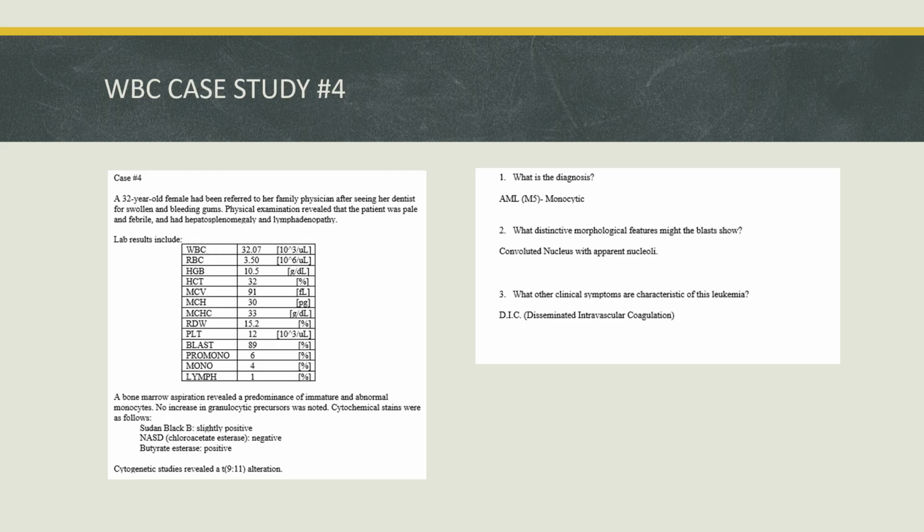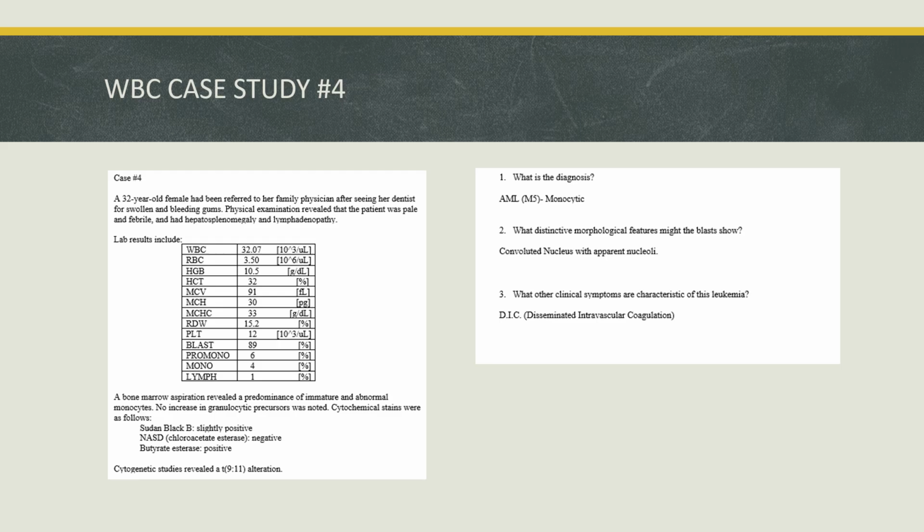Unfortunately, these patients are also very susceptible to other clinical symptoms because of this type of leukemia, and there are a couple of them. But one of the big concerns about AML M5 is the higher risk of disseminated intravascular coagulation, which is a consumptive coagulopathy. So we're going to talk more about DIC in our coagulation unit, but just be aware there are a couple of these acute myelocytic leukemias that have a higher incidence of DIC, and M5 is one of them.